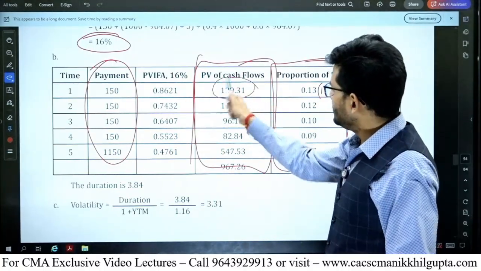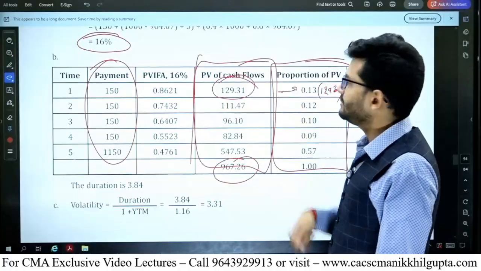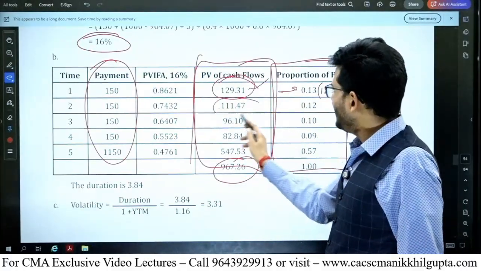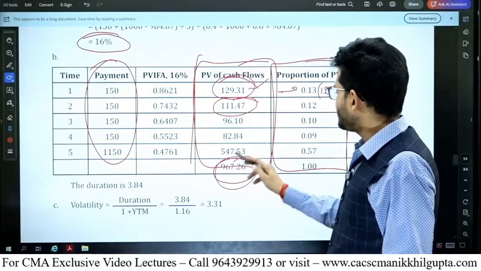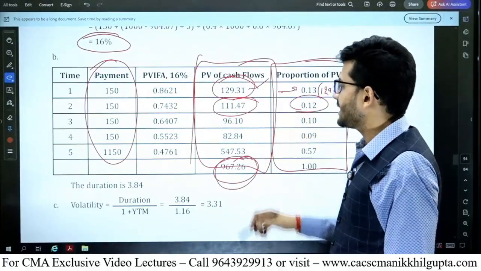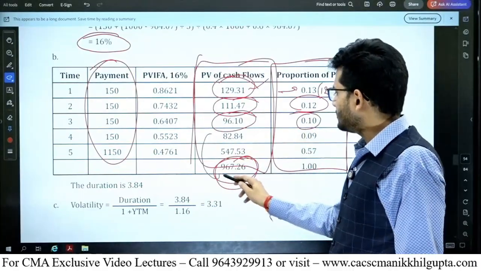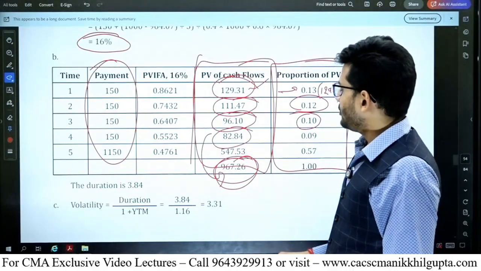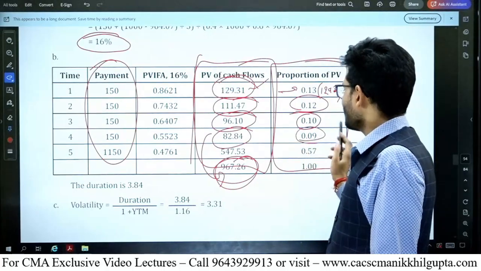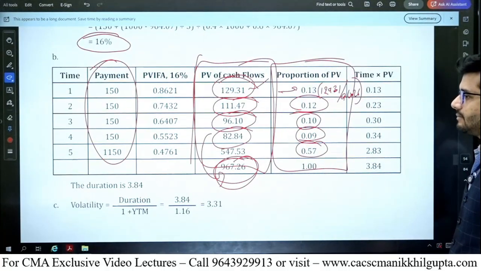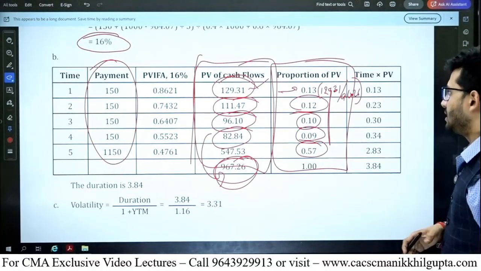967.26. So this divided by this is 13%. 13% is recovered in the first year. Okay. Then 111.47 divided by 967. Another 12% is recovered in the second year. Another 10% is recovered in the third year. Another 82.84 is recovered in the fourth year, which is 9% recovered in the fourth year. Then 57% is recovered in the last year. So this is how recovery is done.